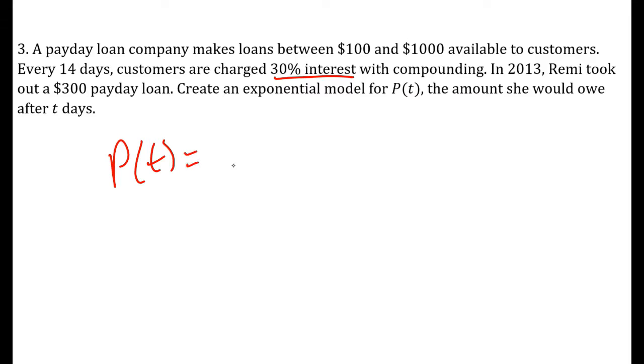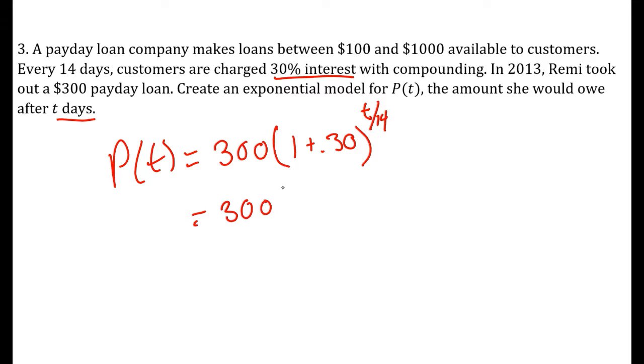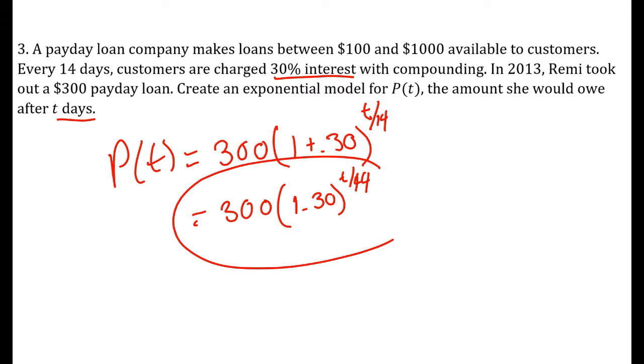So P of t, she took out $300, 30% interest, so 1 plus 0.30, but it doesn't happen every day. Remember, t is days. It happens every 14 days, so t over 14. So the model that I would use would be 300 times 1.30 to the t over 14. That would be my model.